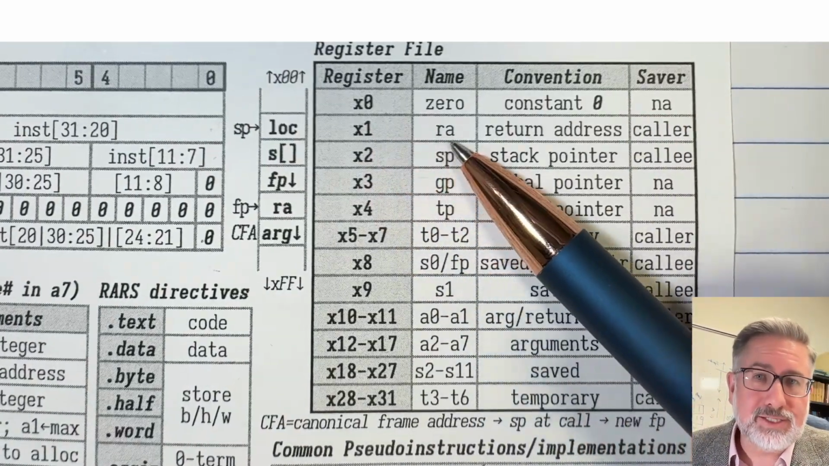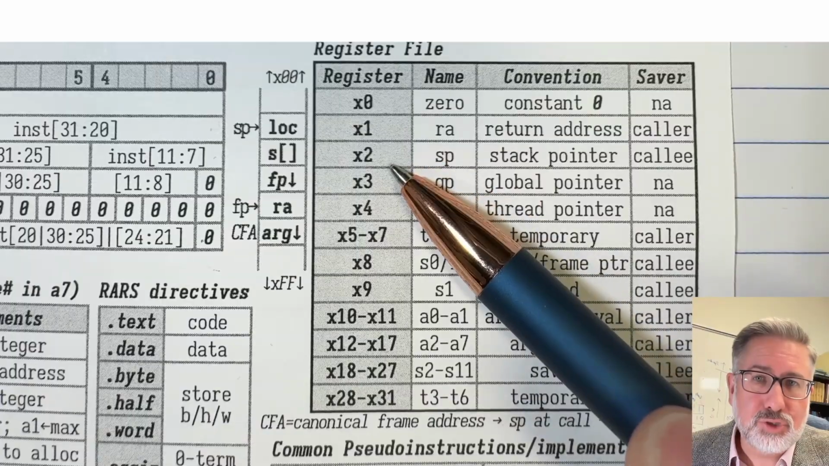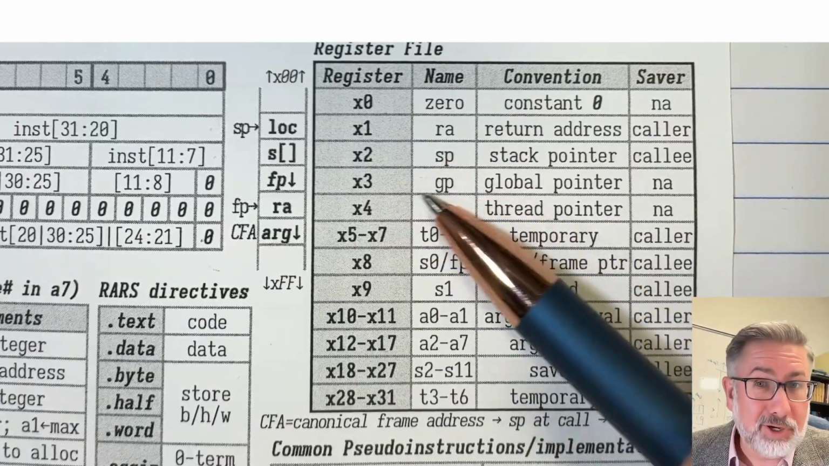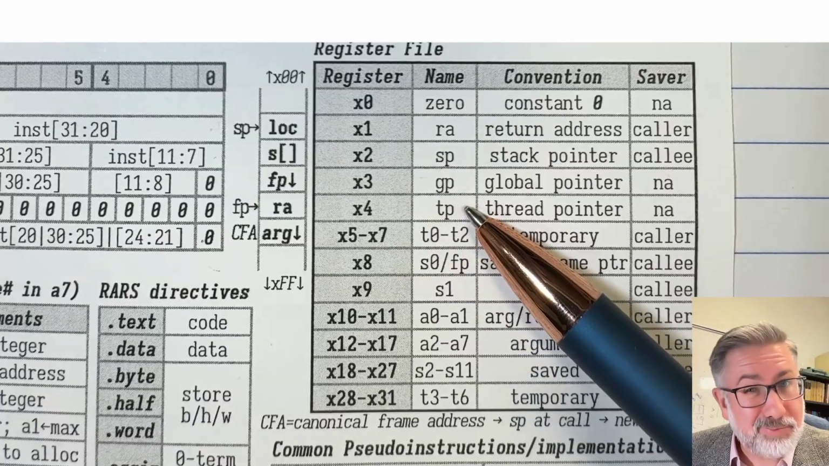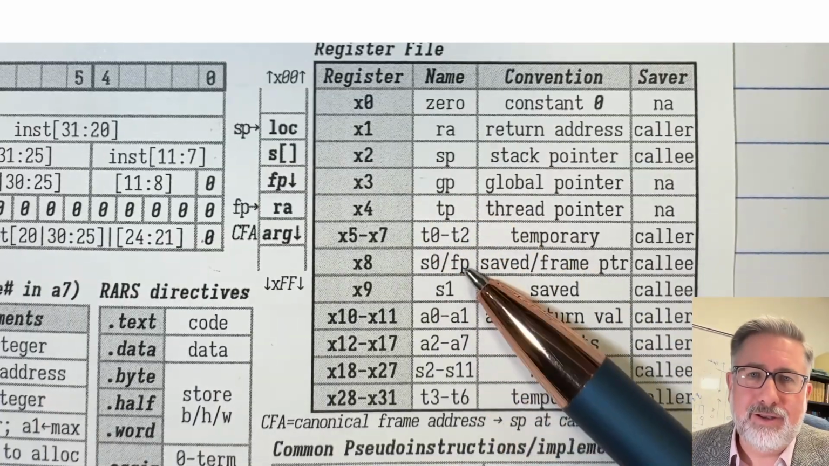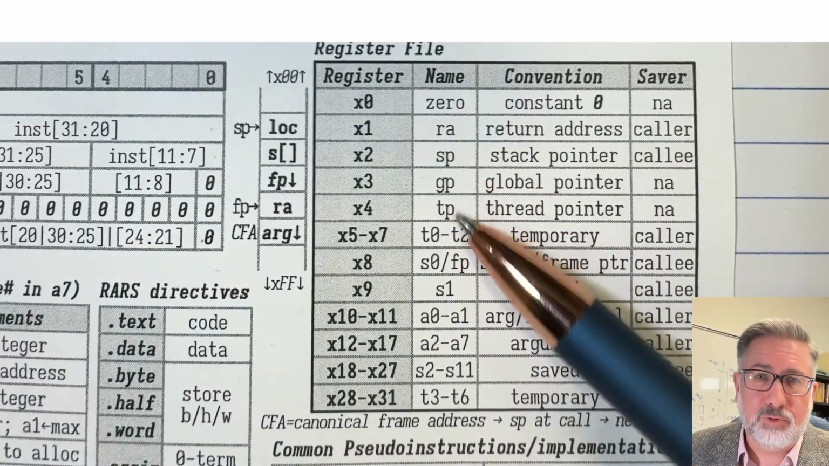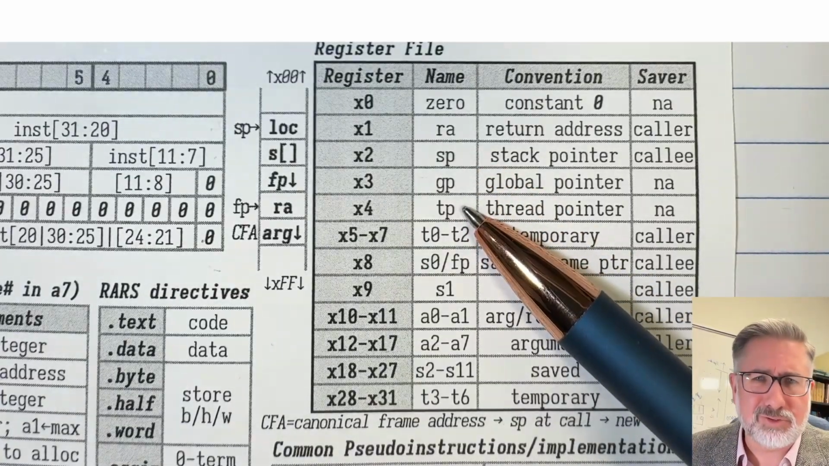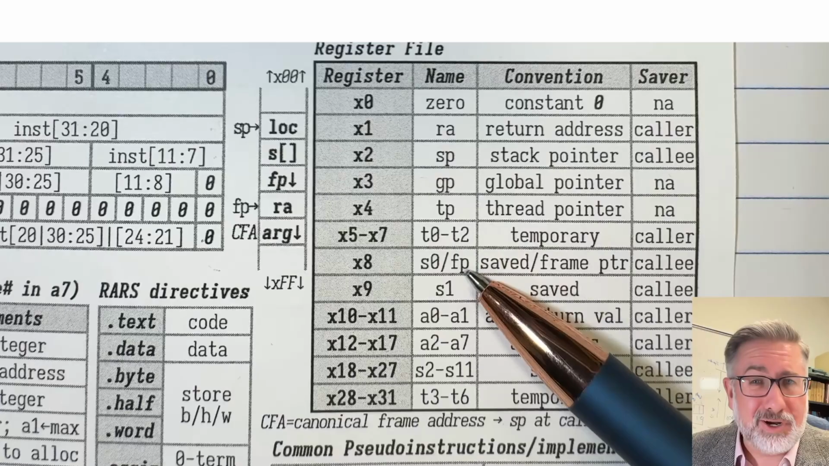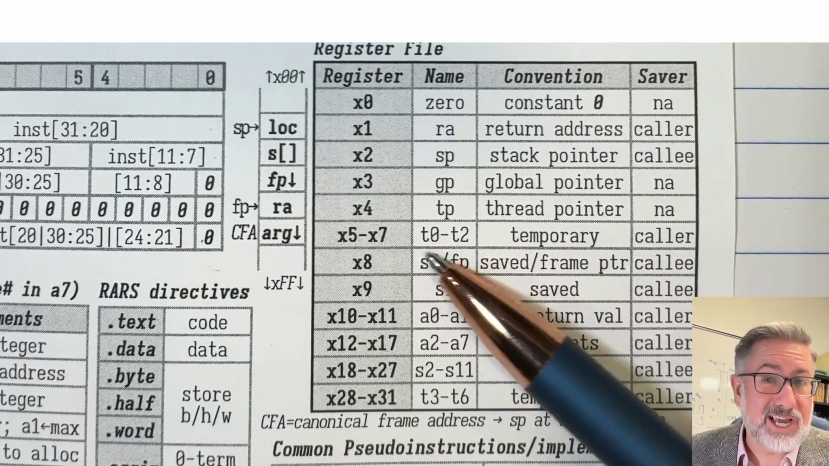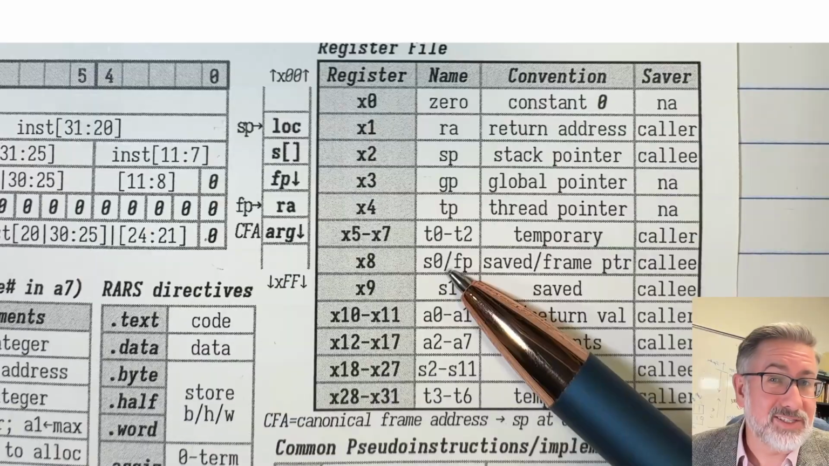Register 1 is typically our return address. Register 2 is our stack pointer. Register 3 is our global pointer. Register 4 is our thread pointer. And then if you've done MIPS or ARM, you may not have been familiar with what global pointers and thread pointers do. We'll talk about those later on. The frame pointer you're probably familiar with. That's register 8. If you're not using a stack frame, you can use that as register S0.